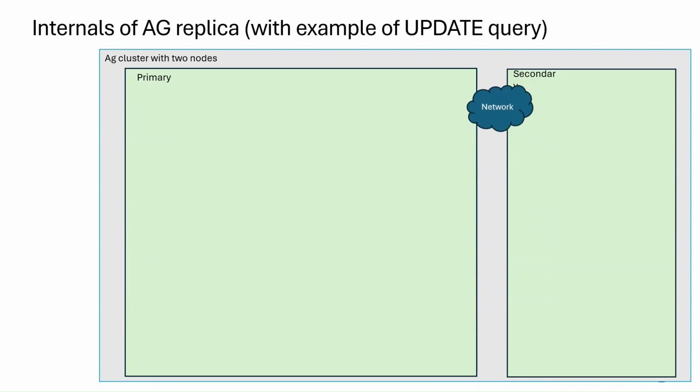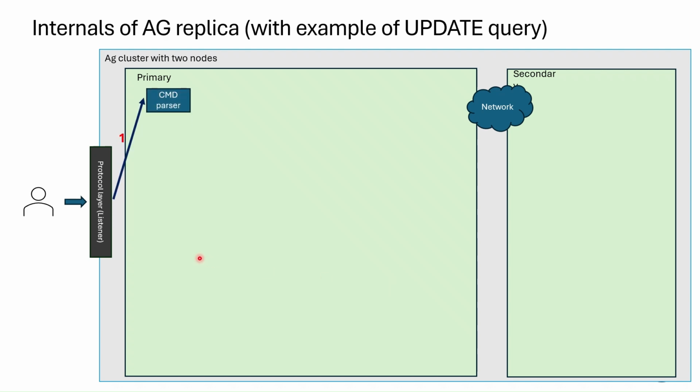The client is connected to the listener name and committed an update transaction. The request goes to the primary replica's CMD parser, where the query is checked for syntax mistakes. After the parsing and binding, the hash of the query is generated, and that hash is checked against the plan cache in the buffer pool to determine whether a suitable execution plan already exists or not. If the plan exists, it is passed to the query executor component to execute the query.